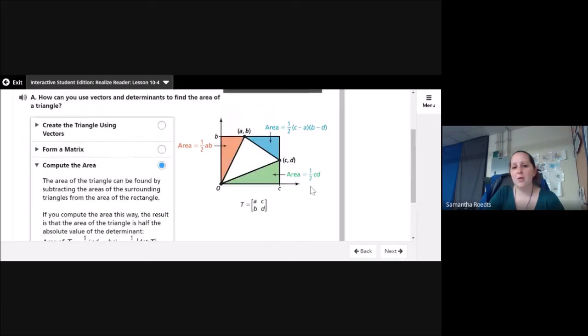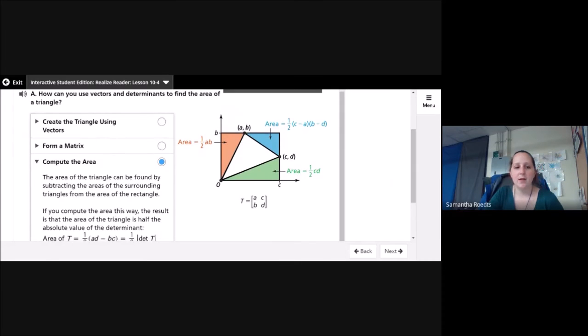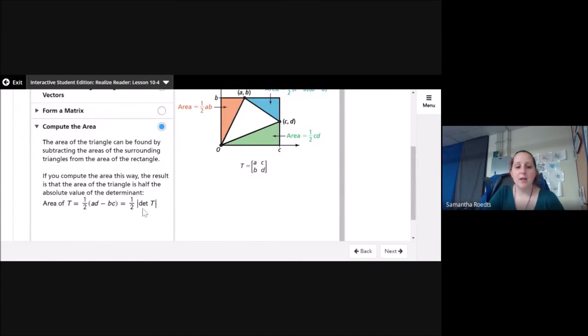Remember, the area of a triangle is 1/2 the base times the height. So what I've created is actually a rectangle. So I'm going to take the area of 1/2 times C minus A times B minus D. So I'm taking the determinant and multiplying that times 1/2. The area of the triangle can be found by subtracting the areas of the surrounding triangles from the area of the rectangle. If you compute the area this way, the result is that the area of the triangle is half the absolute value of the determinant.